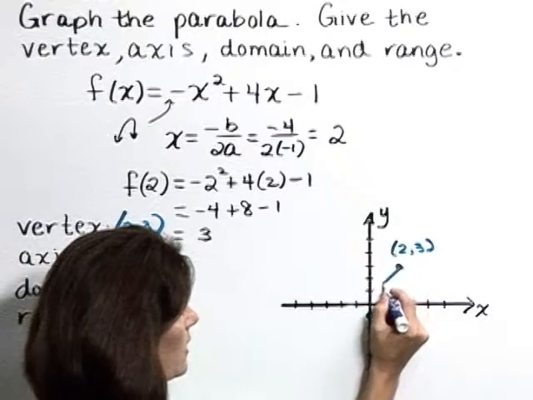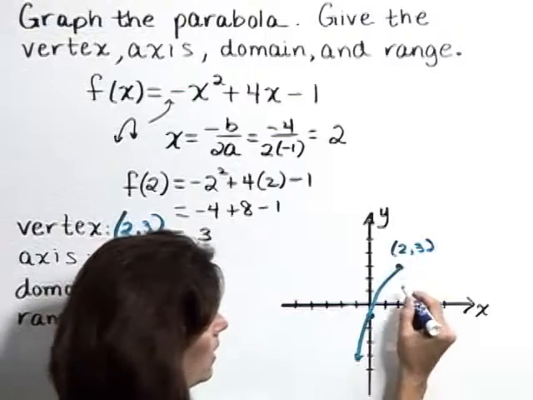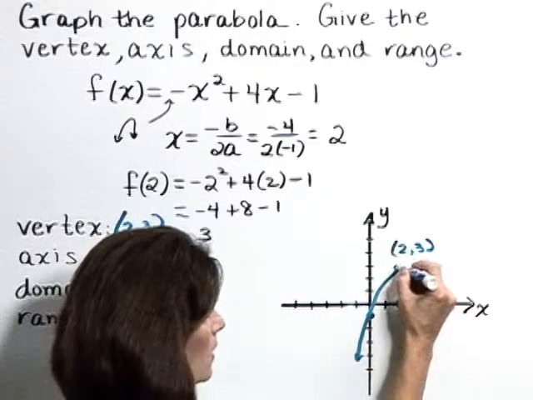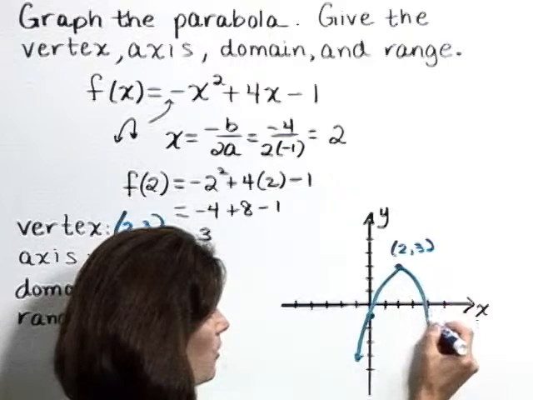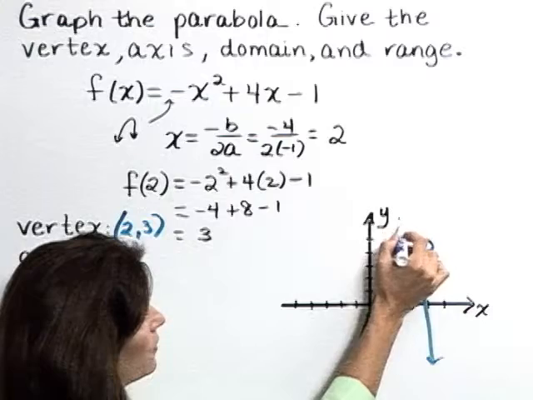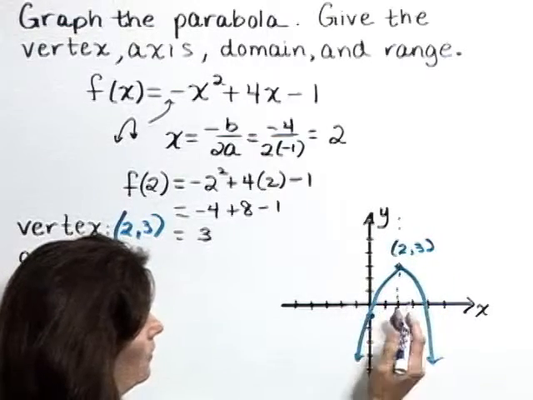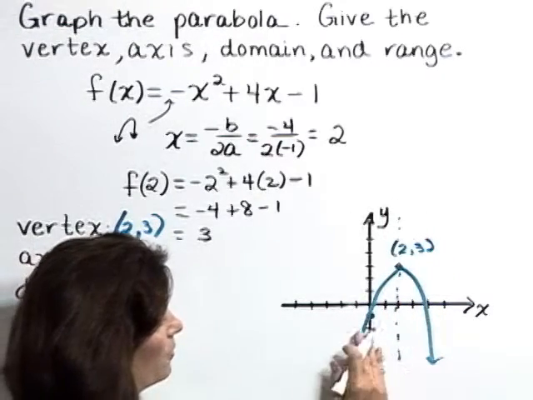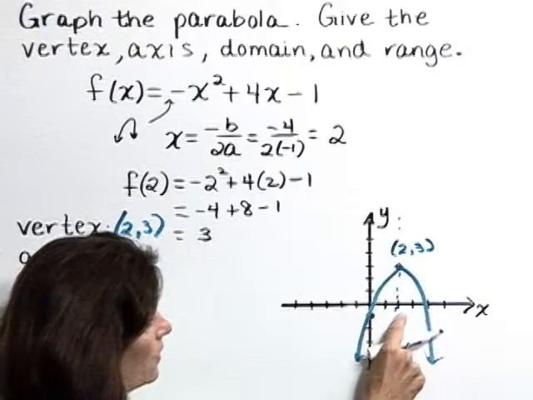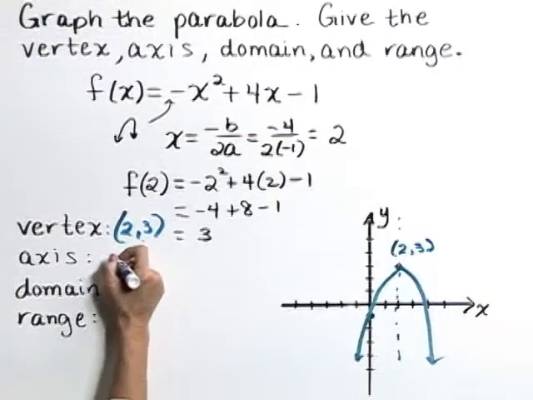That just helps us determine how wide or narrow this graph is going to be. Draw it so that it is symmetrical, so that it looks the same on both sides of this axis that comes right through the vertex and splits the parabola in half. Now the equation of this axis is x equal 2.